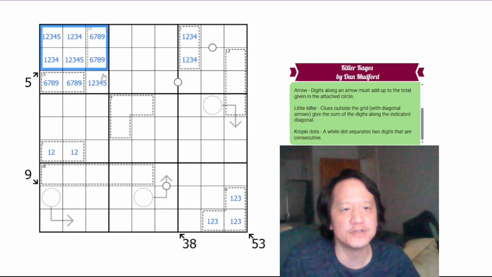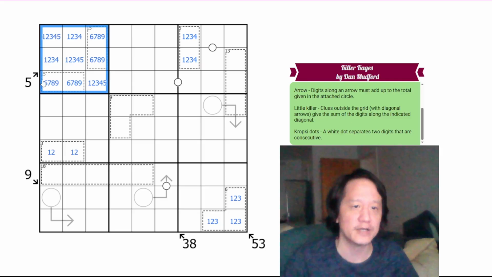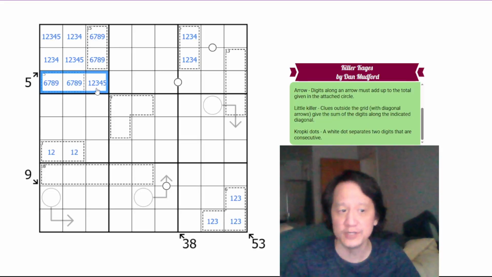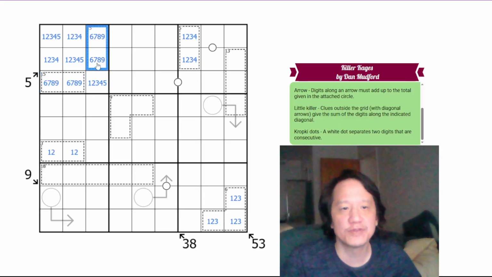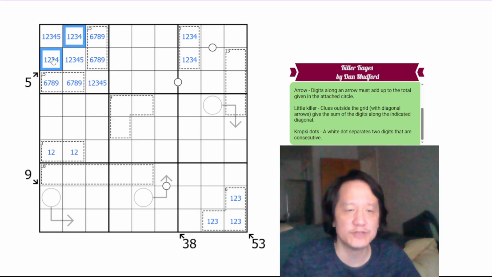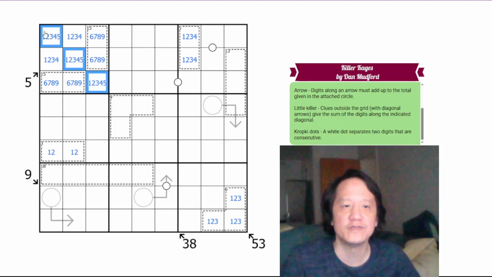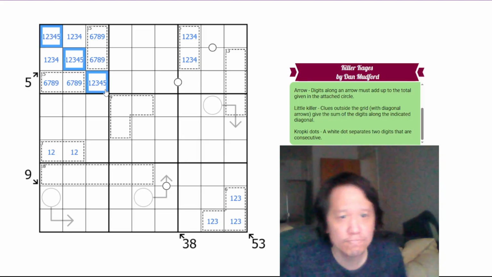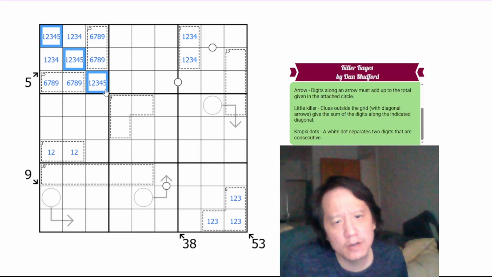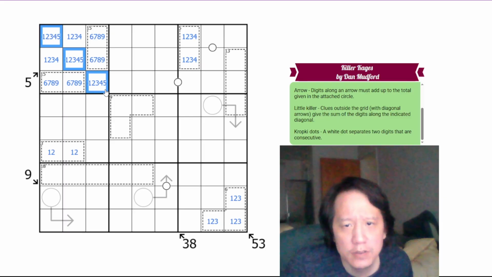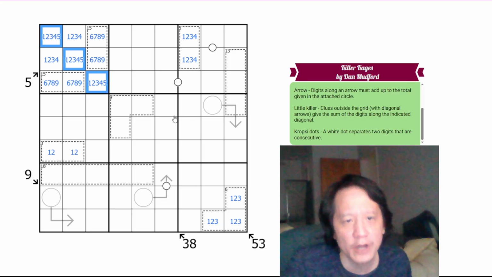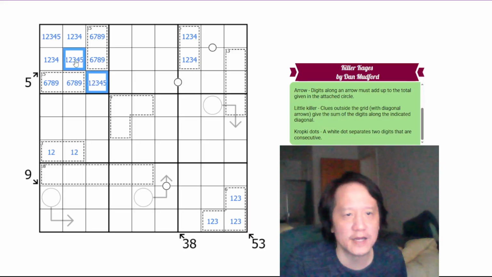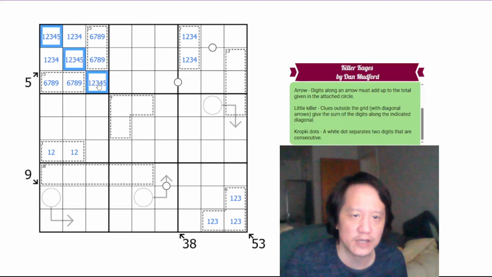Because 45 is the sum of all the digits from 1 through 9, and every box has to have the digits 1 through 9 in them because there are no repeats. These add up to 15 each. 30 plus 5 is 35. 45 minus 35 is 10. So this must be 10, as this has to add up to 10 on this diagonal.